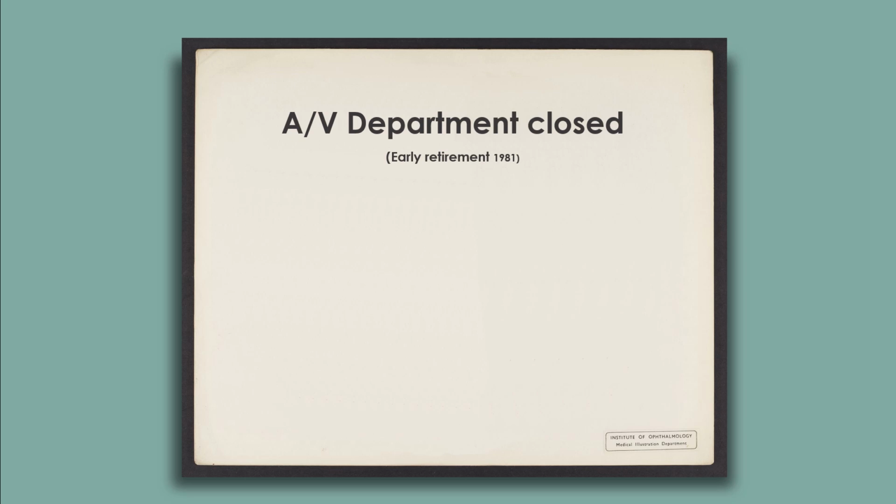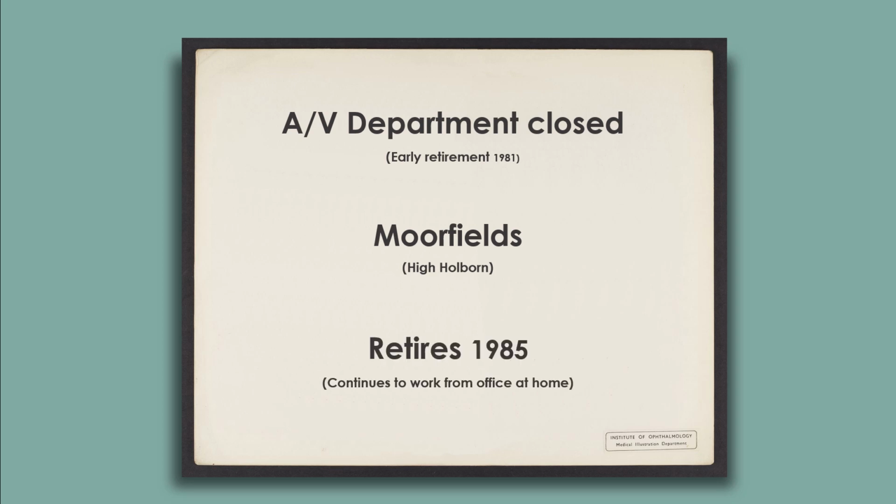Towards the start of the 1980s, ophthalmic photography was well established. The Institute was running out of money, and in 1981, to the surprise of Tarrant, the audio-visual department was closed. Tarrant was given early retirement, but was then immediately rehired by Moorfields and relocated to the High Holborn branch. Photography inevitably replaced the last ophthalmic artist, and in 1985, after creating thousands of paintings, Tarrant retired.